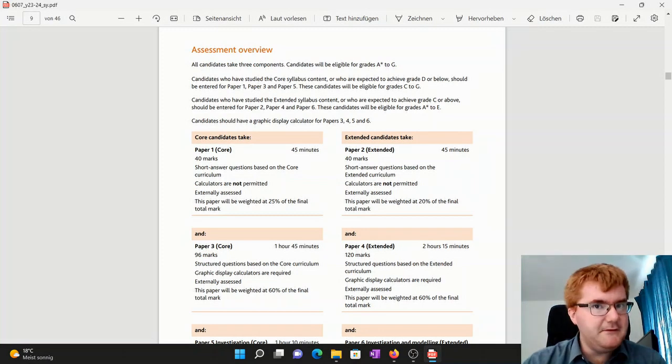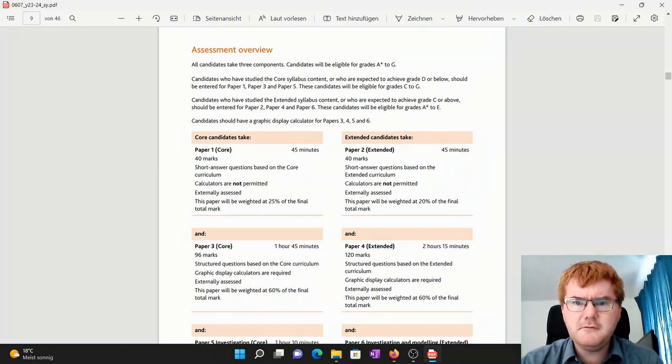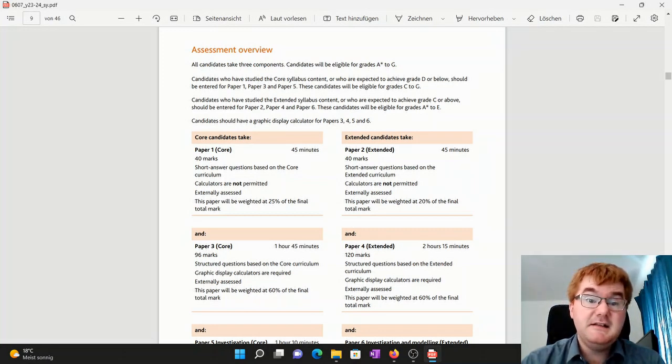Now, this is where we differ quite a bit from the 0580 course. So notice that we still have the core and extended split. So if you're aiming for grades C to G, then you should be doing the core. If you're looking at grades A star to D, then you should be looking at the extended course, so that still applies. However, be aware on paper 1 for core or paper 2 for extended, this short paper of 45 minutes, this is a non-calculator paper.